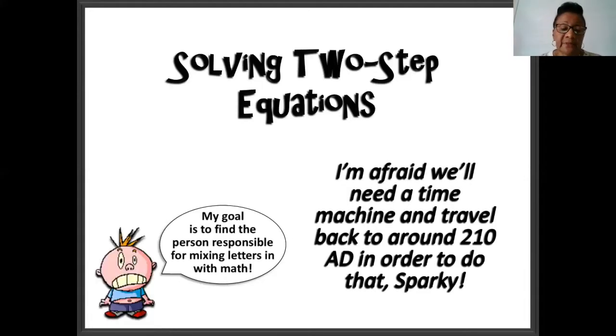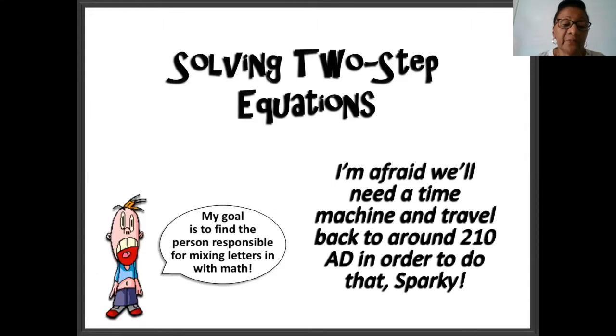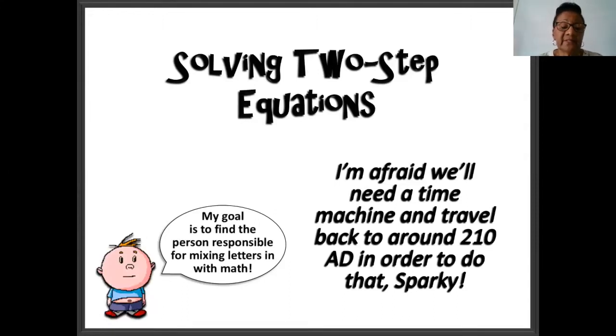Okay, so notice Sparky is going to be our company this morning. He says, my goal is to find the person responsible for mixing letters in with math, but I'm afraid he cannot do that. We'll need a time machine and travel way back to around 210 AD to do that, Sparky. That is not possible.